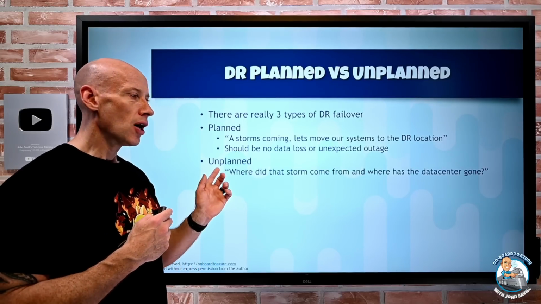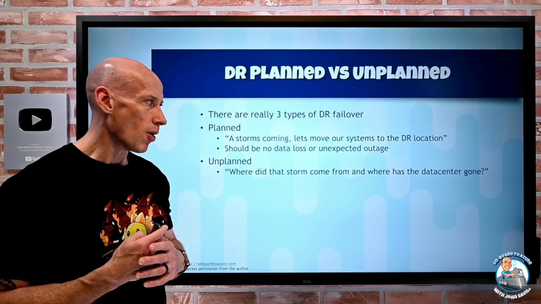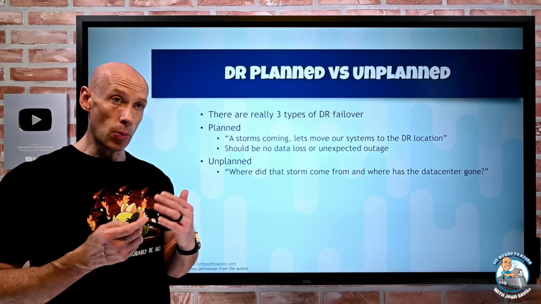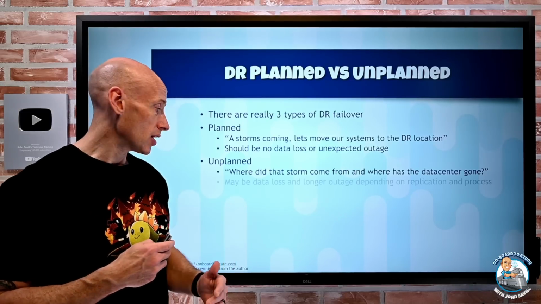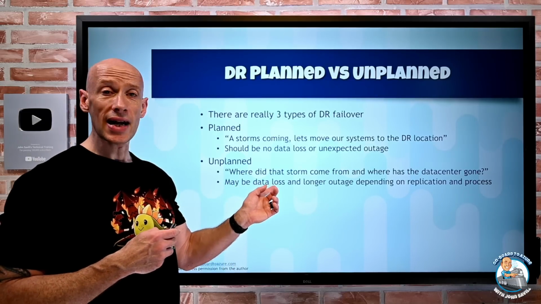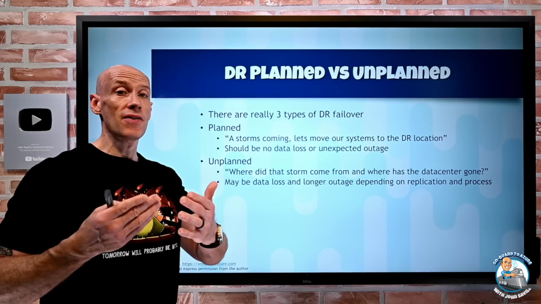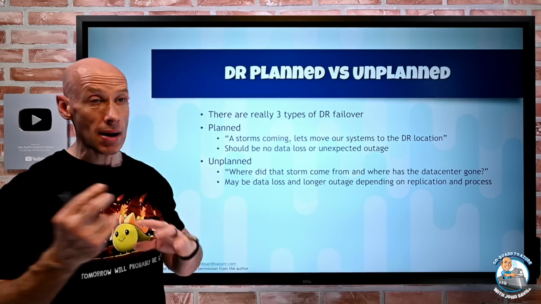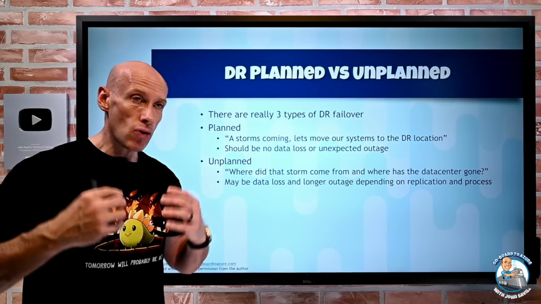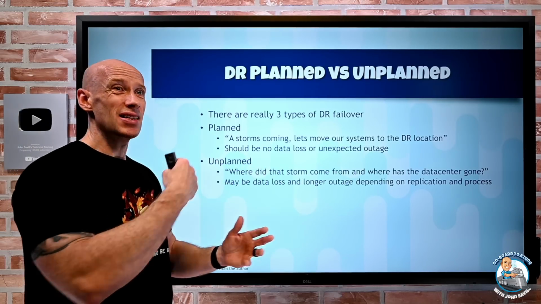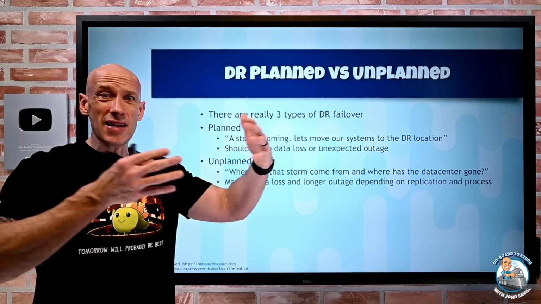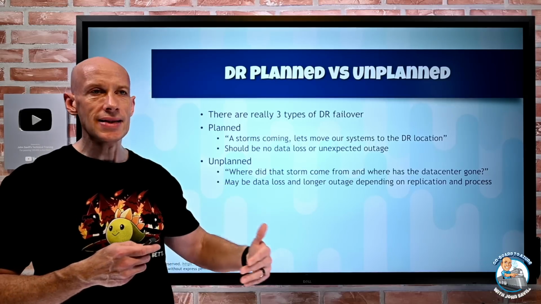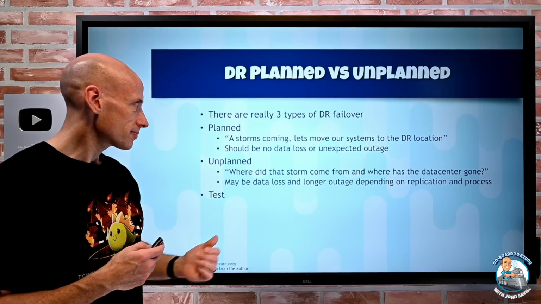Unplanned is, oh, look, where did that storm come from and where's the data center gone? We didn't cleanly fail over. We didn't get to stop a service and complete the async replication. And so there probably will be data loss. And because we didn't get to shut things down cleanly, it may be a bigger outage as we now scramble. People weren't ready. Scramble and maybe have to run health checks and fix things, and databases are dirty and have to be cleaned up to actually start up. So it's going to probably lose data and it's going to take longer to get up and running.